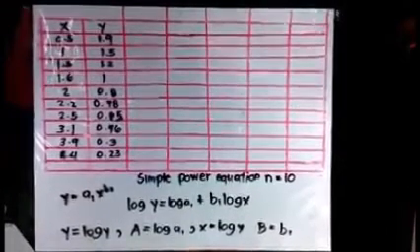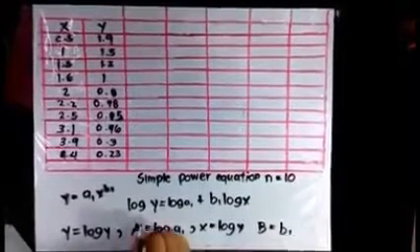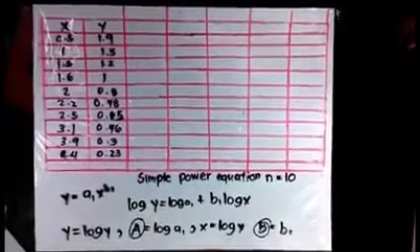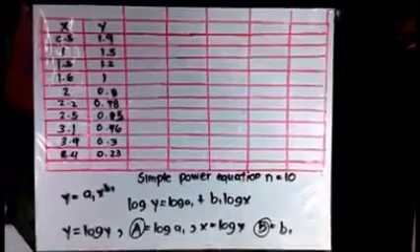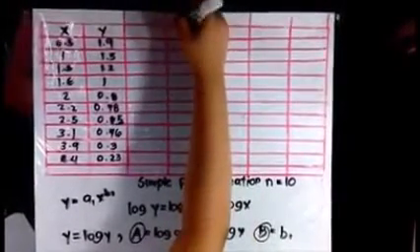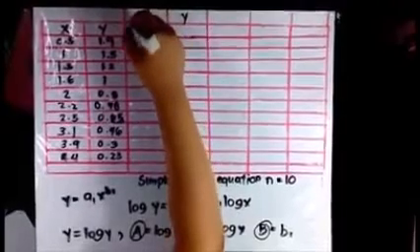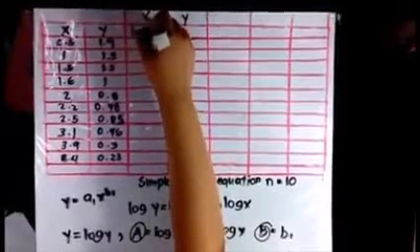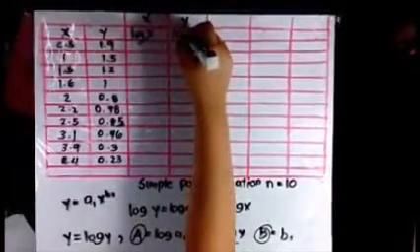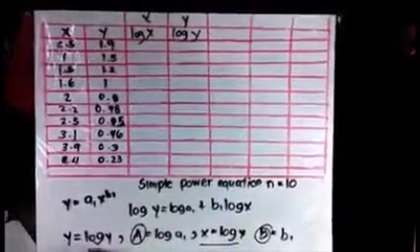So we have to compute for the values of a and b. First, we have to calculate the new values of y and x, which are log y and log x.